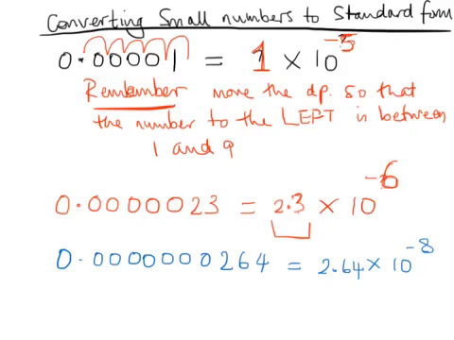So there are examples showing you how to convert large and small numbers to standard form. And what we're going to look at next is, given a number that's already in standard form, how do we convert that to a normal number, whether it's a small number or a large number? Let's have a look at that now.